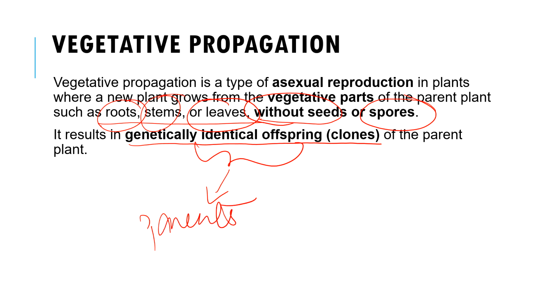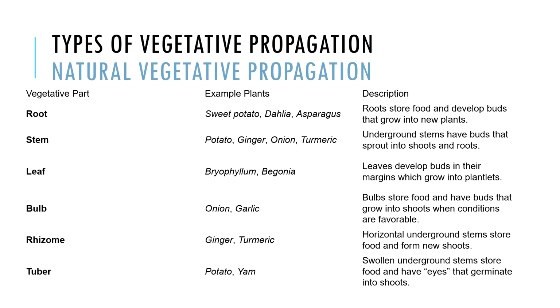Now we will see the different types of vegetative parts which give rise to different types of plants, with examples. Let us go through it now. Here come the types of vegetative propagation.